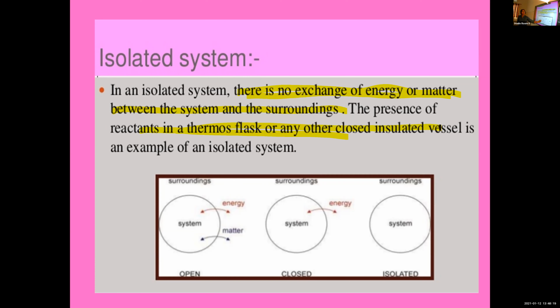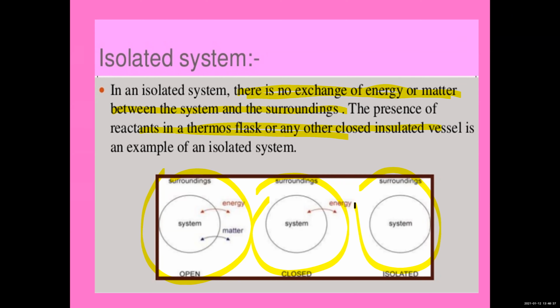So this is a picture of all three types of systems and how the energy is exchanged. First one, energy and matter are exchanging. Second one, closed system, only energy is exchanging. And in the isolated system, no exchange.